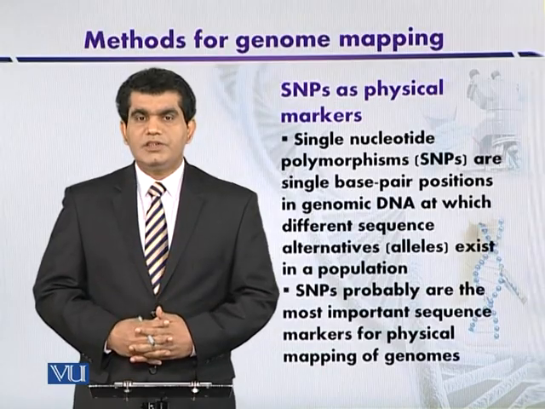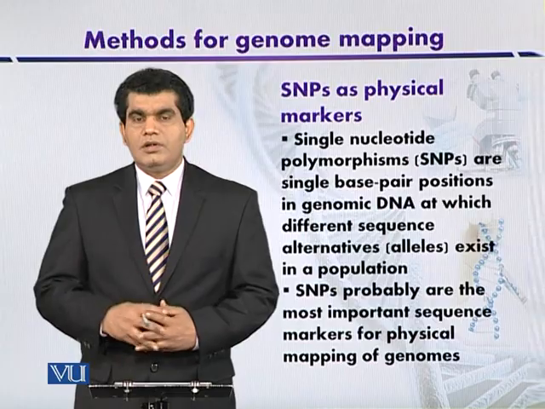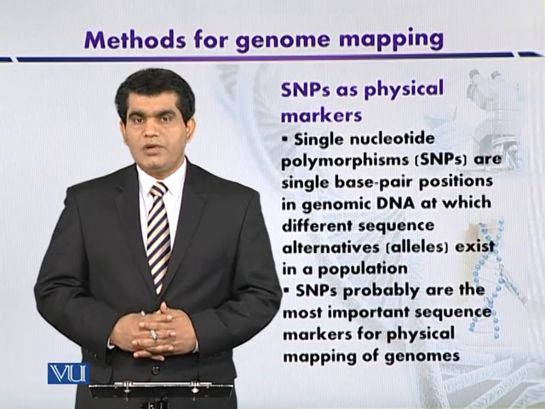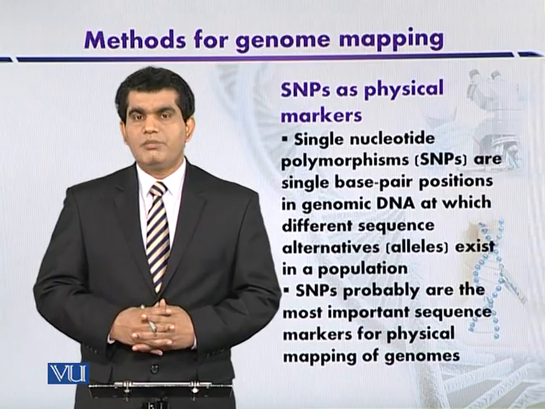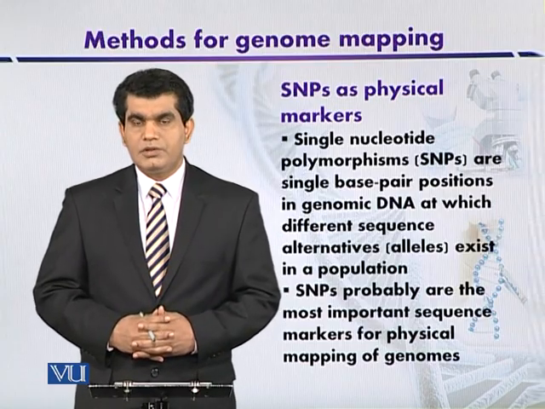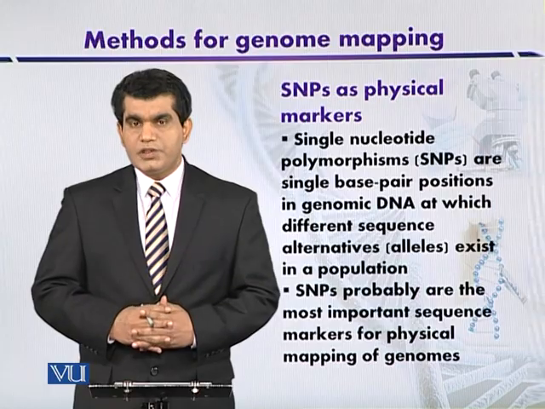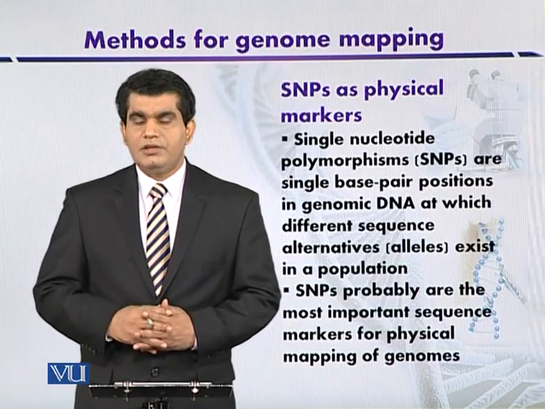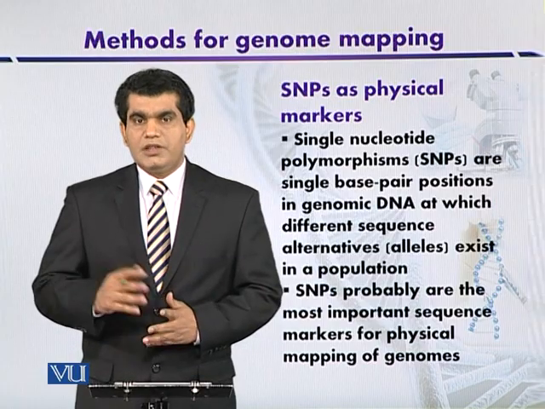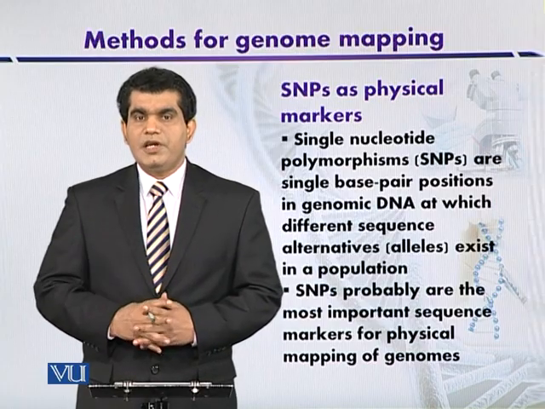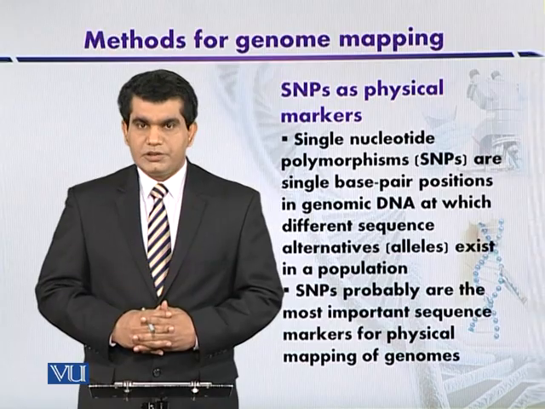SNPs as physical markers. Single nucleotide polymorphisms, or SNPs, are single base pair positions in a genomic DNA at which different sequence alternatives, which may be called alleles, may exist in a population.